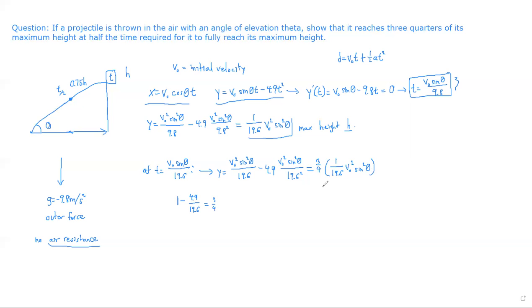All right. And this is what we want, because we know our maximum height is 1 over 19.6 v naught squared sine squared theta. And when t is equal to half the t here, our height is 3/4 of this maximum height. So therefore, we're done. We have answered the question. We have shown that when the ball reaches 3/4 of its maximum height, it's at half the time required for it to fully reach its maximum height.